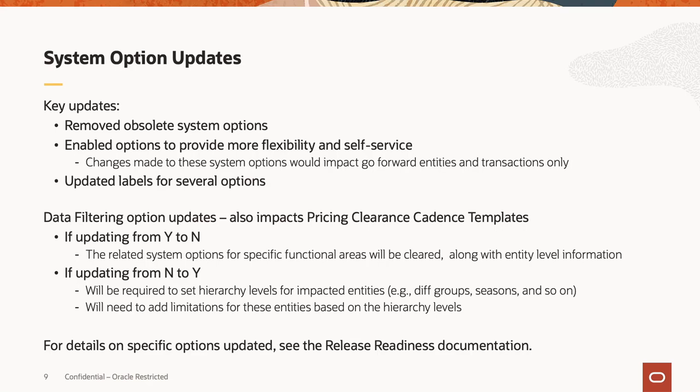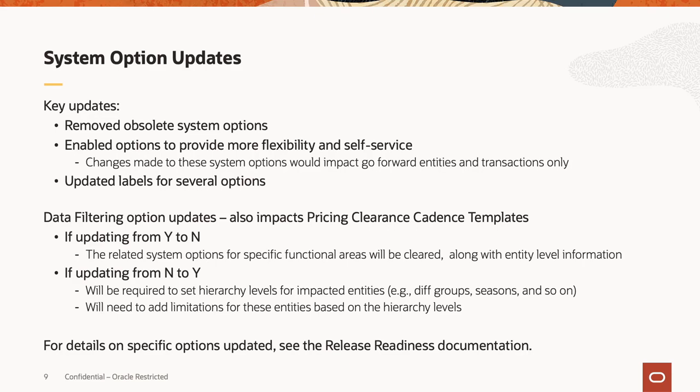A number of updates were also made in this release to the system options in merchandising. Most of these updates were to remove obsolete system options from the UI and to enable certain options to provide more flexibility in managing the system configuration going forward. The updates impacted both the system options and report option UIs. Any changes to these newly enabled system options would apply for any new entities or transactions going forward only. More details on the updated system options can be found in the release readiness documentation for these updates.